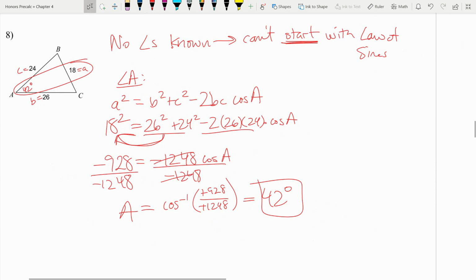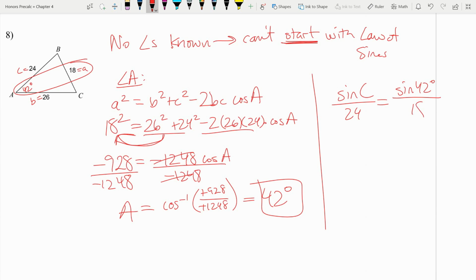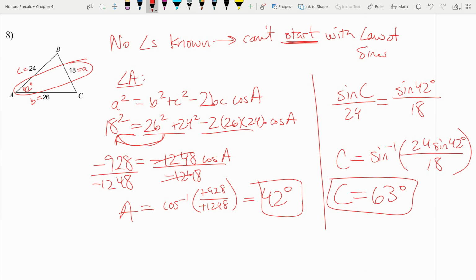So I'll just set up the initial steps for that. I won't go through the whole thing. But say I want to find angle C. Let's say sine of C over side C, which is 24, equals sine of A over side A. That's the only angle I know so far, so I have to use A. You solve this and rearrange it a little bit. You should end up with C equal to the inverse sine of 24 sine 42 degrees over 18. If you work all that out, we get an angle C of 63 degrees.